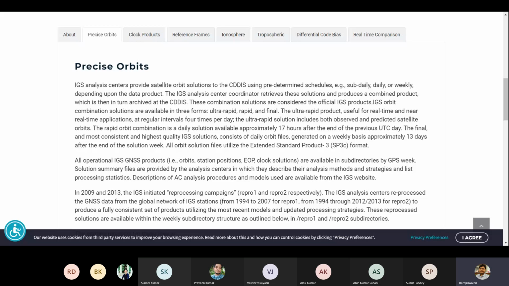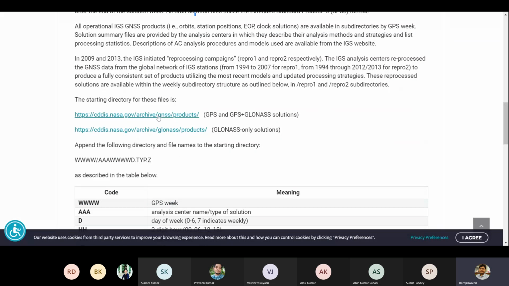The rapid orbit combination is a daily solution available approximately 17 hours after the end of the previous UTC day. The final and most consistent and highest quality IGS product, which I was referring to as the precise orbit, is generated on a weekly basis, approximately 13 days after the end of the solution week. These files, ultra rapid, rapid, and precise, have their certain accuracy standards, but these are frequently used for a variety of applications.